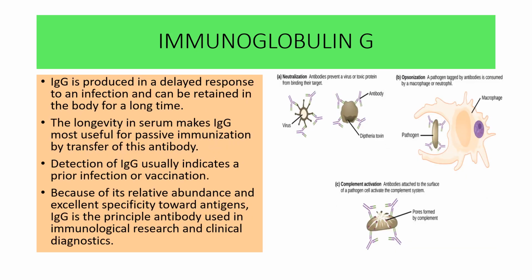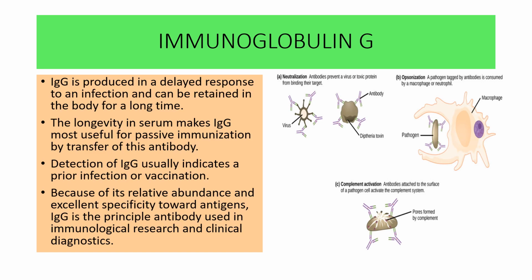IgG is produced in a delayed response to infection and can be retained in the body for a long time. The longevity in serum makes IgG most useful for passive immunization by transfer of its antibody. Detection of IgG usually indicates prior infection or vaccination. Because of its relative abundance and excellent specificity towards antigen, it is a principal antibody used in immunological research and clinical diagnosis.